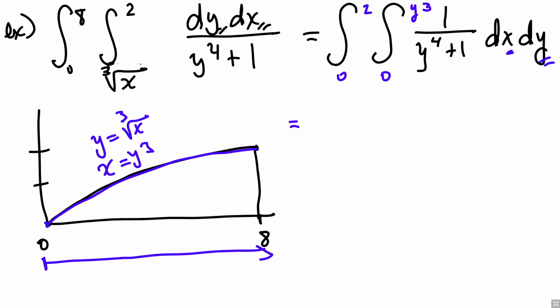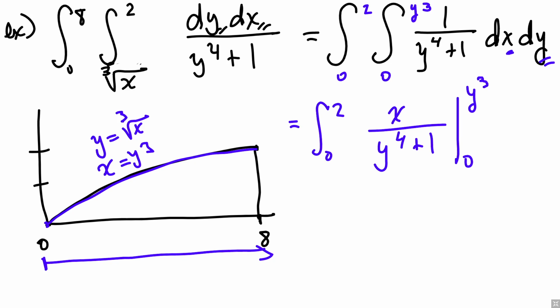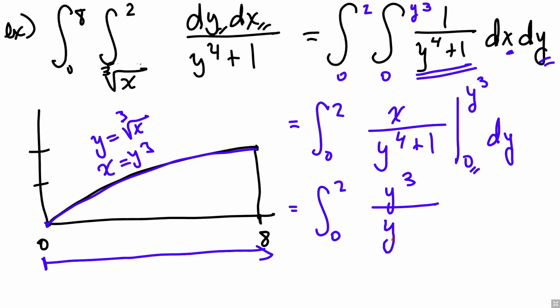If we were to integrate this, it would be the integral from 0 to 2. Since we're integrating for x, it'll be just x over y to the 4th plus 1, evaluated from 0 to y cubed, dy, because you have to remember that 1 over y to the 4th plus 1 is just a constant as far as x is concerned. If I put the lower limit of 0 in, that makes the expression 0, so we ignore that. We end up with the integral from 0 to 2, and in place of x, we put in y cubed.